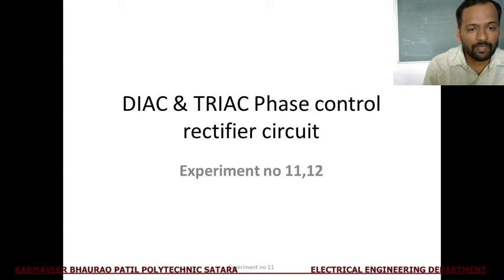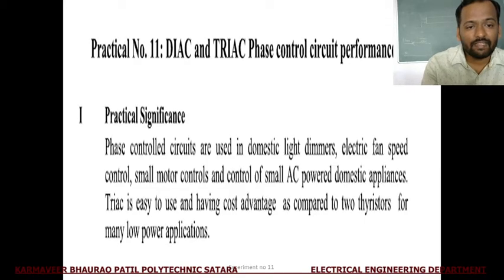There is no terminal like anode or cathode. Diac has two terminals, main terminal 1 and main terminal 2, and Triac has three terminals, main terminal 1, main terminal 2, and third is the gate terminal, which is known as controlling terminal. Means in Diac controlling terminal is absent, but in Triac we can control current flowing through main terminal 1 and main terminal 2. Now this experiment can be used for light dimmers, electrical fan speed control, small motor controls, and control of small AC powered domestic appliances.